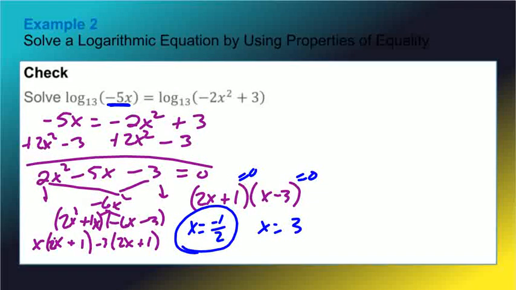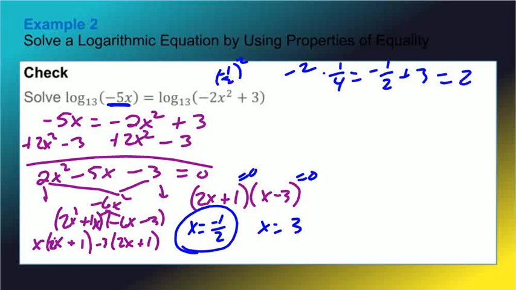If I put a negative 1/2 in here and square it, that's going to give me 1/4. Negative 2 times positive 1/4 is going to give us a negative 1/2. And negative 1/2 plus 3 is still going to give me a positive answer. That would give me 2.5. That's why x would be negative 1/2.